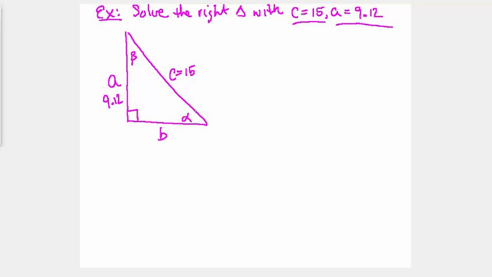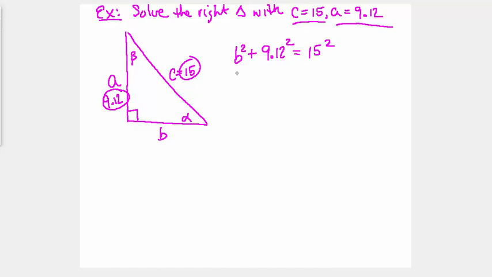If we want to solve this triangle, that means we want to find all sides and all angles. Now, we already know two sides, and as we've mentioned, if you know two sides of a right triangle, you can pretty easily find the third side thanks to the Pythagorean theorem. If we set that up, we'll know that b squared, as we have it labeled here, plus 9.12 squared, that's side A, would be equal to c squared, which is given as 15, so 15 squared.